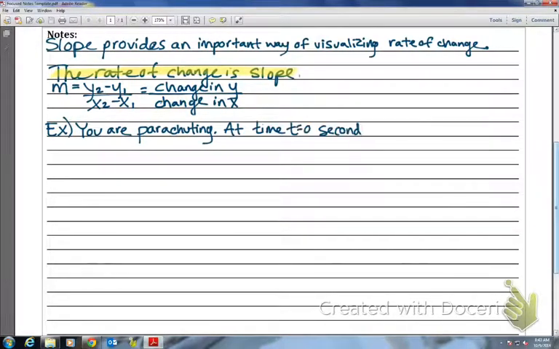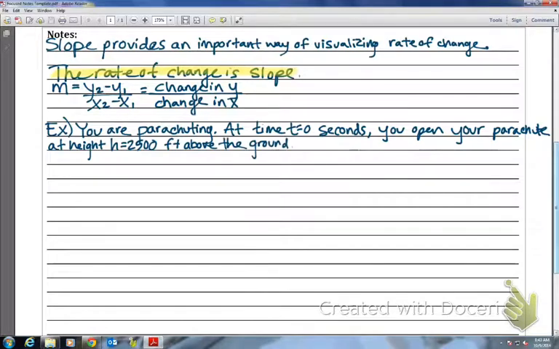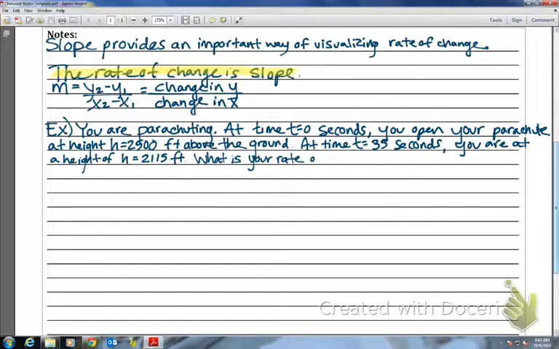It says, you are parachuting, and at time equals 0, so at t equals 0 seconds, you open your parachute, and you're at a height of 2,500 feet above the earth. So what's happening is you're parachuting, you're falling, you decide to open your parachute at 2,500 feet, and we're going to start the time right then, so that's time equals 0 seconds. After 35 seconds, you have glided to a height of 2,115 feet. And it says, what is your rate of change?